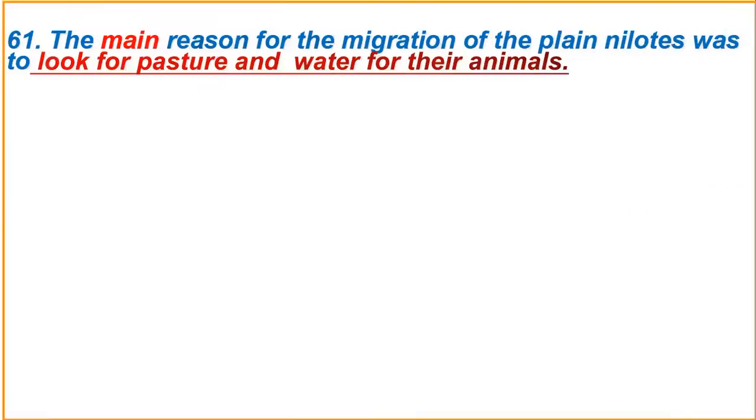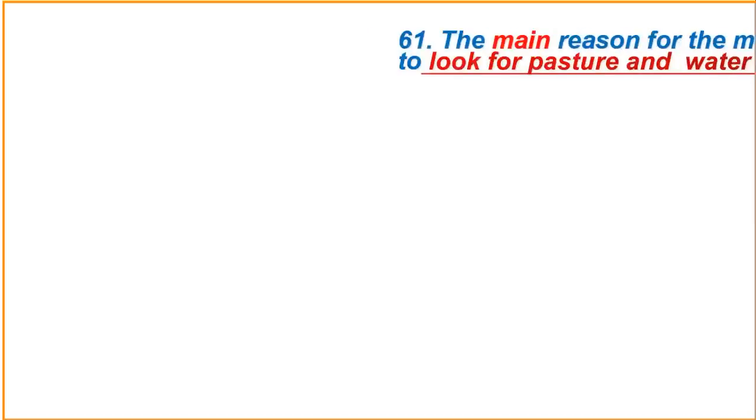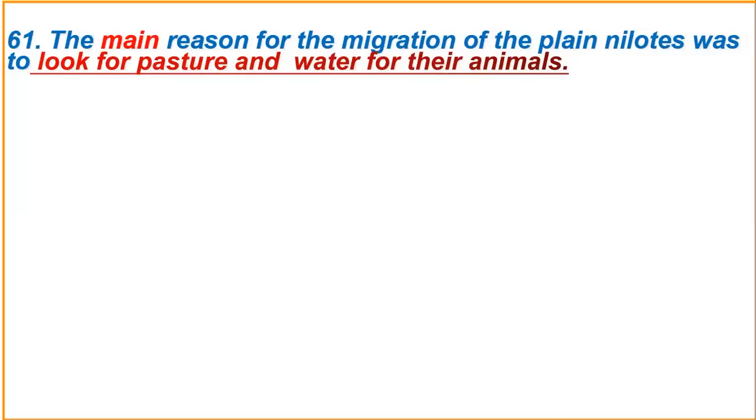Number 61. The main reason for the migration of the Plain Nilotes. Plain Nilotes were pastoralists, so they moved in search of pasture and water for their animals. The main reason for the migration of the Plain Nilotes was to look for pasture and water for their animals.